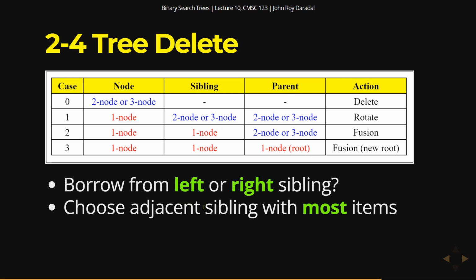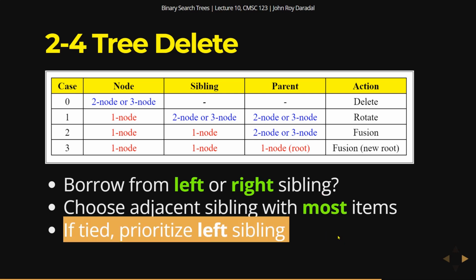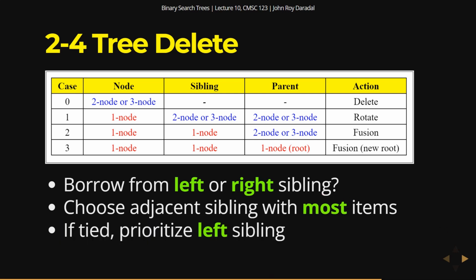So choose the adjacent sibling with the most items. So which sibling has more items that they can afford to loan, basically. So if you have a sibling that is a 3-node versus a sibling that is a 2-node, then you borrow from the 3-node because they have more keys to loan you. Okay, so choose the adjacent sibling with the most items, but if they are tied, then we will prioritize the left sibling. Okay, so this is our tiebreaker. Choose the one with the most items first, but if they have the same amount of items, then prioritize the left sibling. Okay, so that is what we'll do for the deletion.